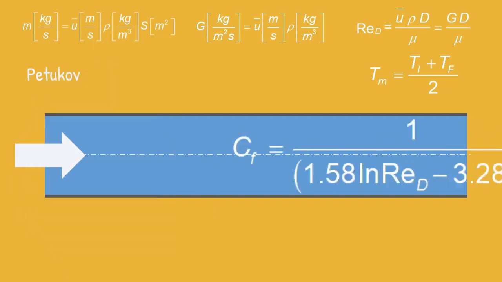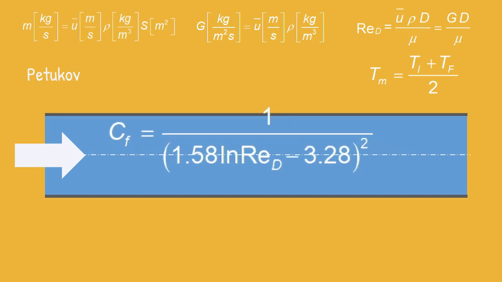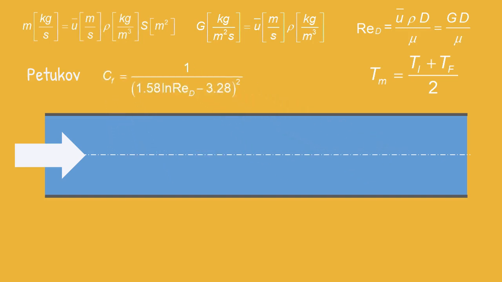For the coefficient of friction in smooth tubes and turbulent regime, we will use Petukhov's formula. For rough ducts, other formulas should be used depending on the roughness. The range of applicability of the Petukhov formula includes the turbulent regime and Prandtl number values between 0.5 and 2000.